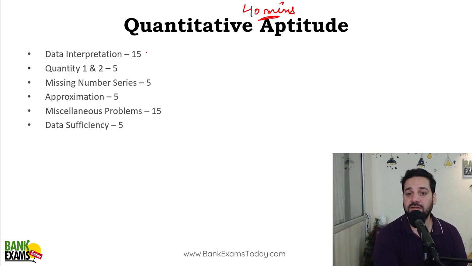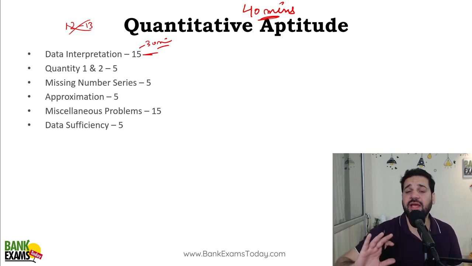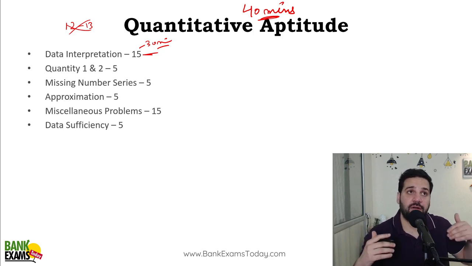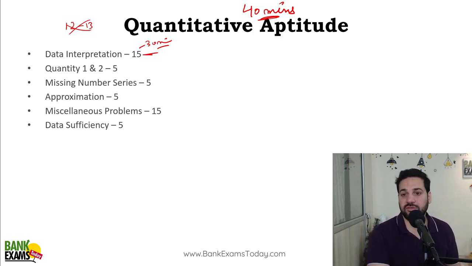So students, there were three data interpretation sets, and generally three sets are asked in the data interpretation. And I have seen many students who spend like 30 minutes, 25 minutes on data interpretation, and they end up scoring like 12, 13. Which is a bad strategy. You need to have a time constraint. That's really important. Having a time constraint on topics is very important.